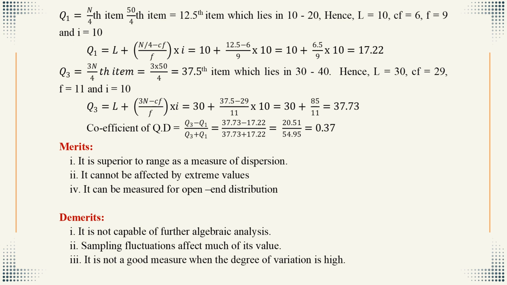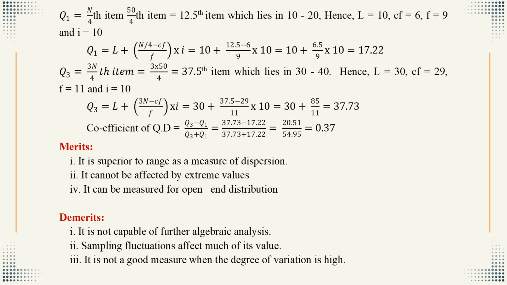L equal to 10, L means the lower limit corresponding to that class. CF means the cumulative frequency just before that, that is 6. F equal to the frequency of that class, 9. I is the class interval difference, that is 10. 0 to 10 and 10 to 20, like that, that difference being 10.